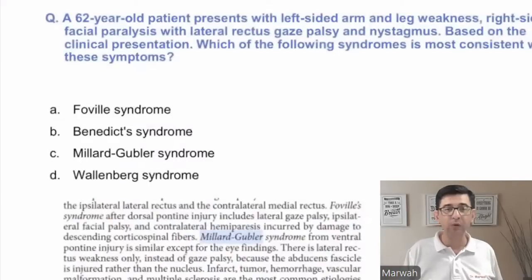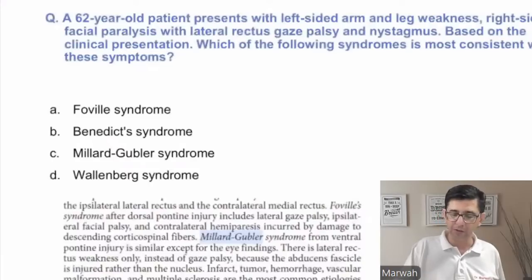And then we look at a stroke question. Let me know the wordings here. There is a crossed manifestation, like on the left-hand side of the patient, arm and leg weakness is there.